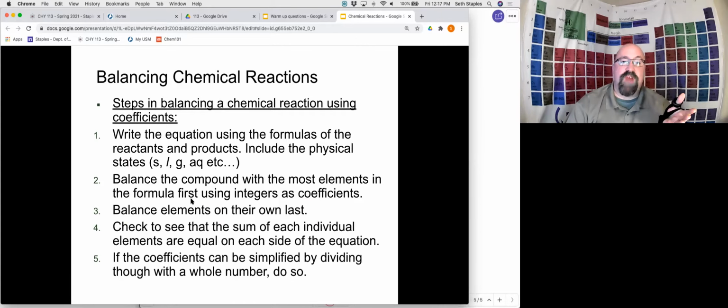And then do some checks. Make sure that everything does at the end count, and make sure that you have the same number of each type of element on both sides.